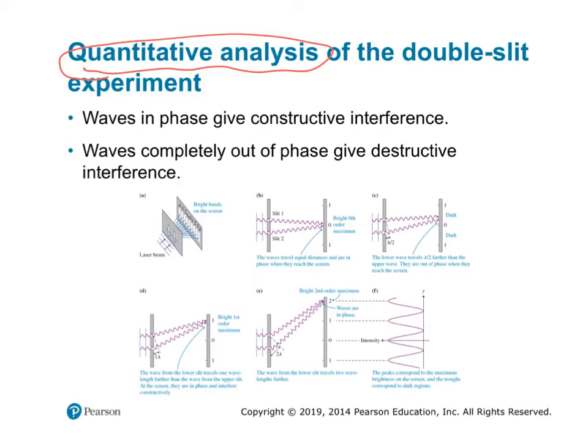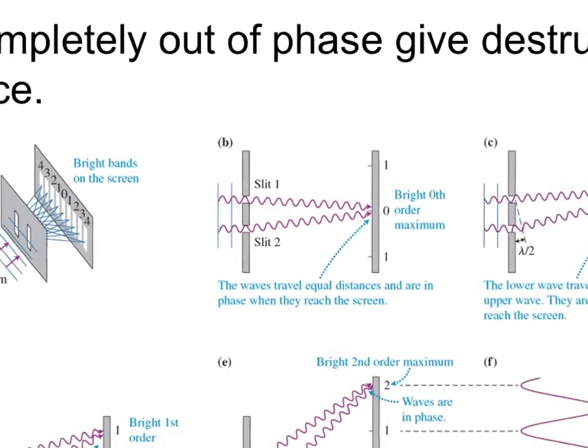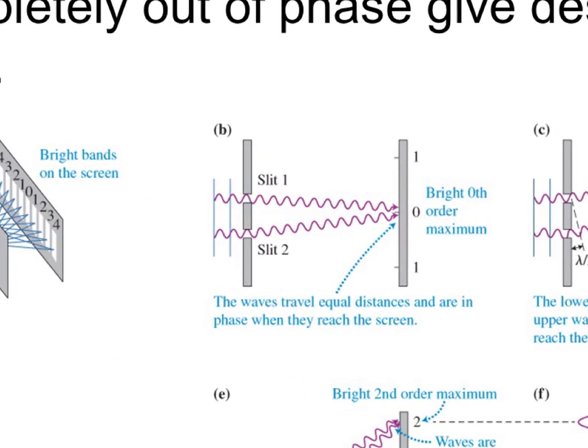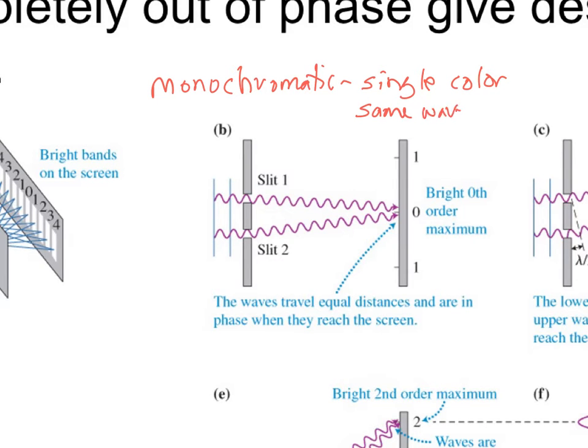So you can imagine, if I've got a monochromatic source of light, that means it's a single color. That's what the chromatic means. But as you know, colors are associated with wavelengths. So a single color means the same wavelength, or a constant wavelength.